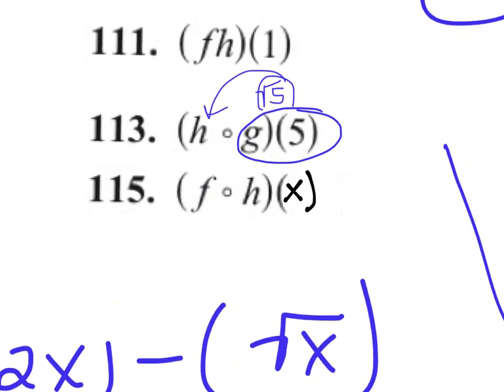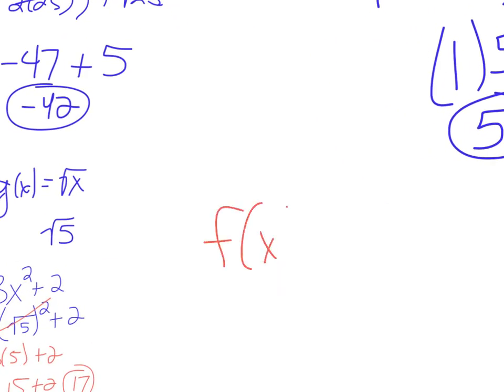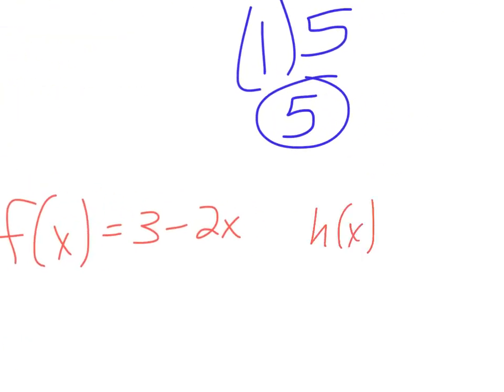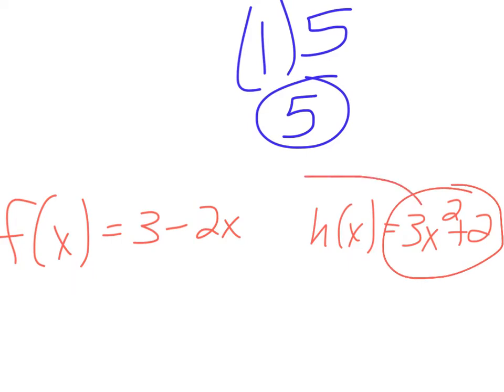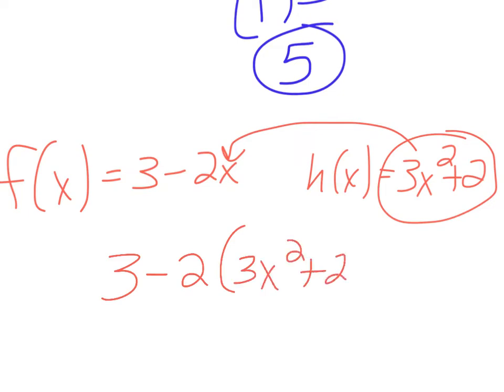For 115, what are they telling you to do? So you're going to take the h function and plug it into the f. So write down what f is. f is 3 minus 2x. Yes? All right. And h of x is 3x squared plus 2. So they are literally telling me to take this whole function and plug it in right there. So it's 3 minus 2 times 3x squared plus 2.